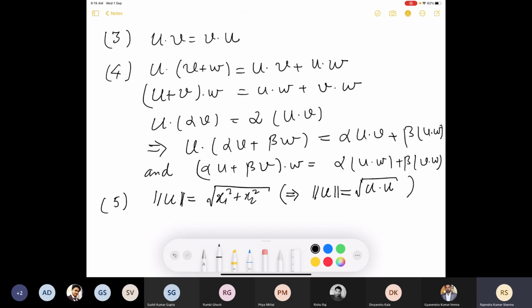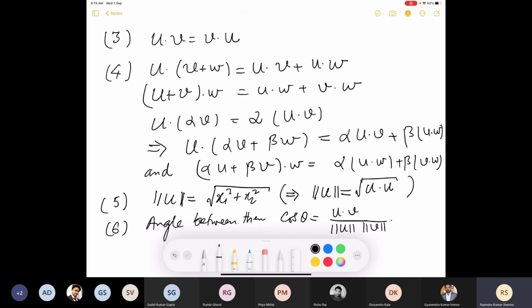There is one more thing: the angle between them could also be determined. The angle between them, say theta, then cos theta was u dot v by the product of the norms.